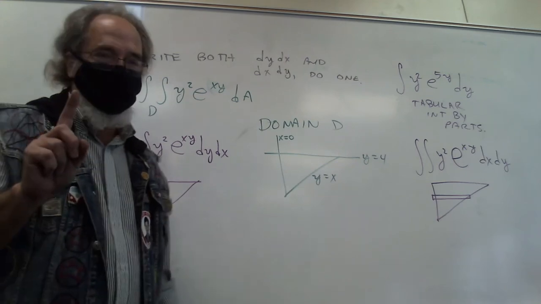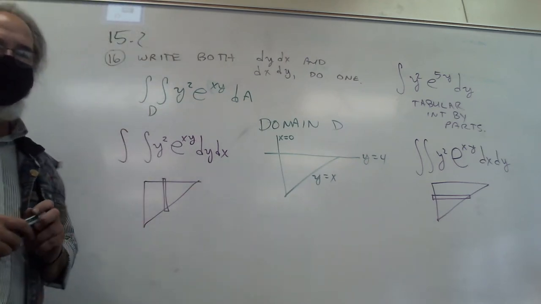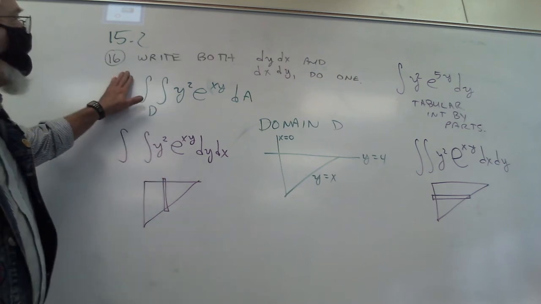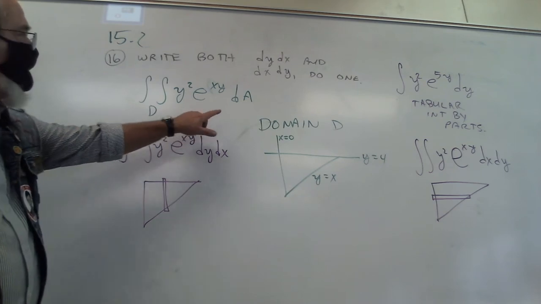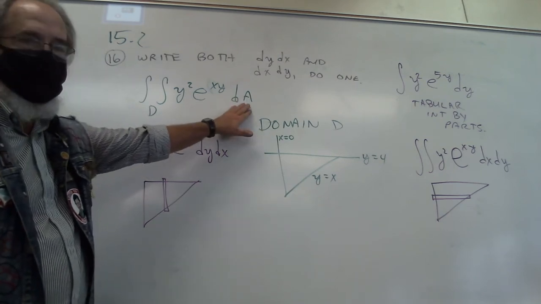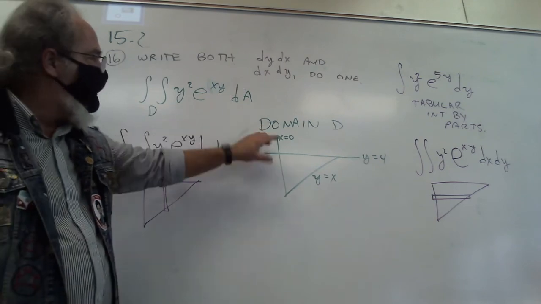This one problem summarizes some really important ideas for 15.2 double integral problems. This is problem 16 from your book, and the instructions are to take this integral and write it both ways, with dy dx or dx dy. You've got to do them both. Here's the domain that they give you right here.